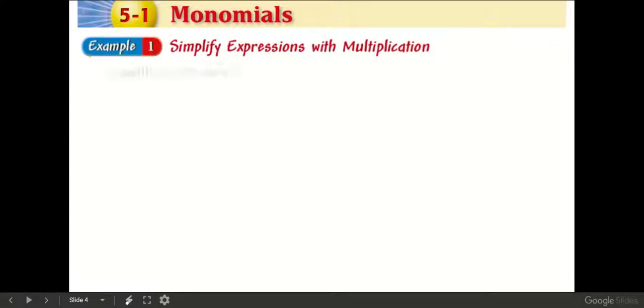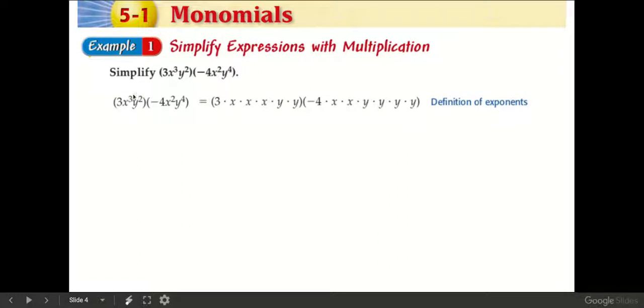Let's simplify an expression that involves multiplication. So here I have this monomial times this monomial. I'm going to go ahead and simplify this. The first thing I would do is rewrite it in what we call expanded form. So really 3 times x cubed times y squared is 3 times x times x times x times y times y, right? X to the third power is x times itself 3 times. Y squared is y times itself twice. And then I have negative 4 times x times x, and y times y times y times y, again representing x squared as x times x, and y to the 4th as y times itself 4 times. So now I've written these two monomials in expanded form.